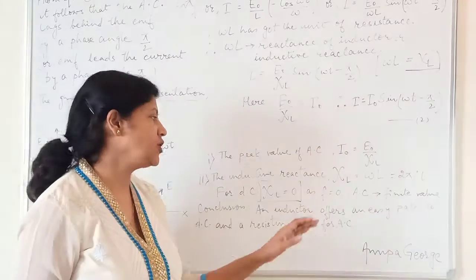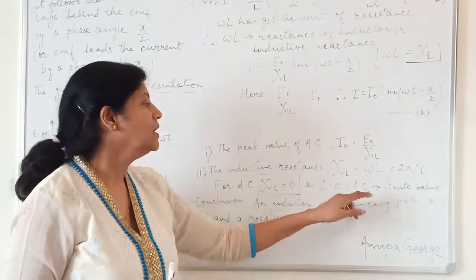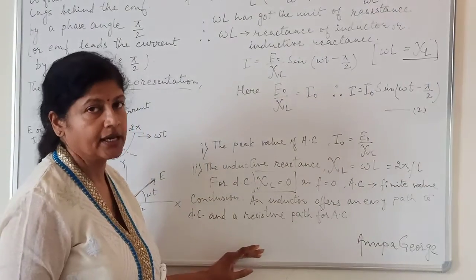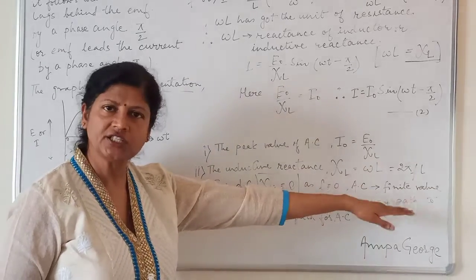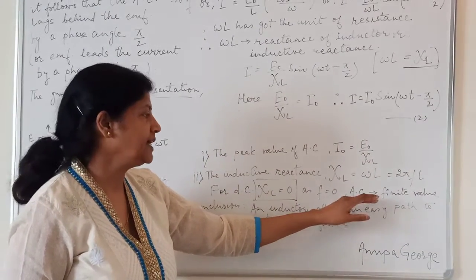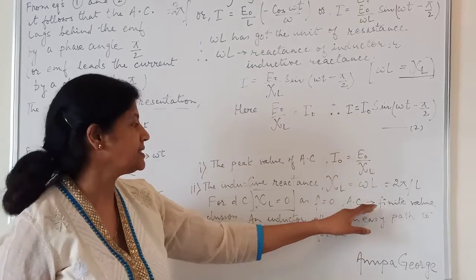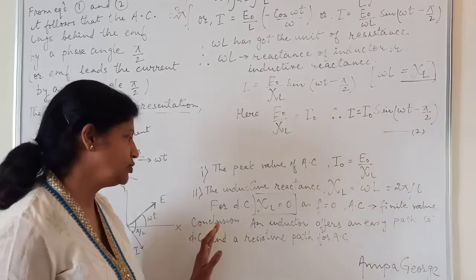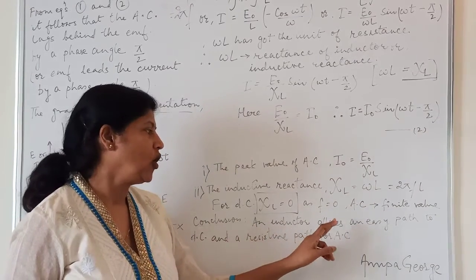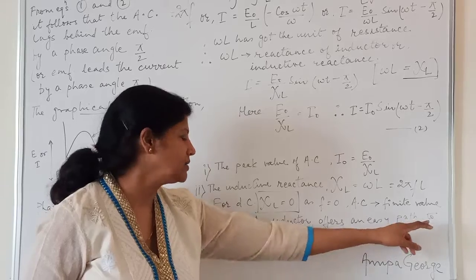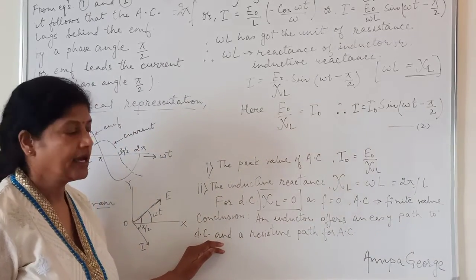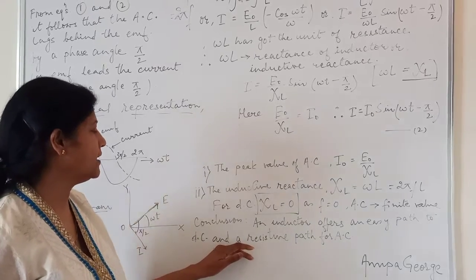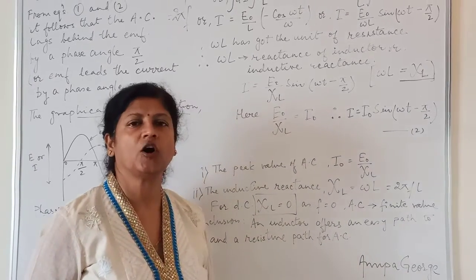But in case of AC, because the frequency is not 0, X_L will have a finite value. So we get the conclusion: an inductor offers an easy path to DC and a resistive path for AC.